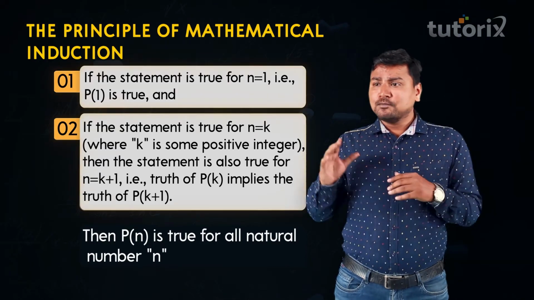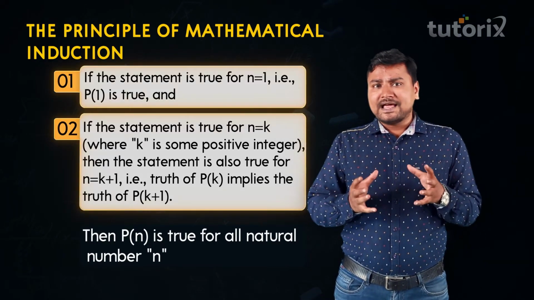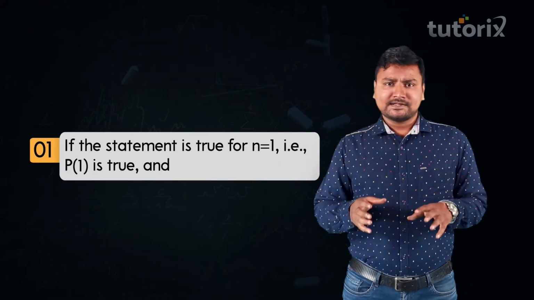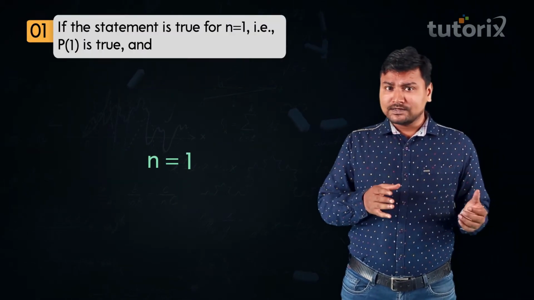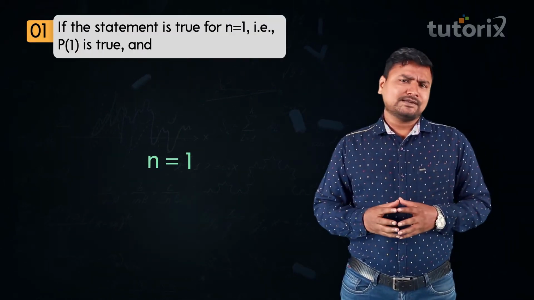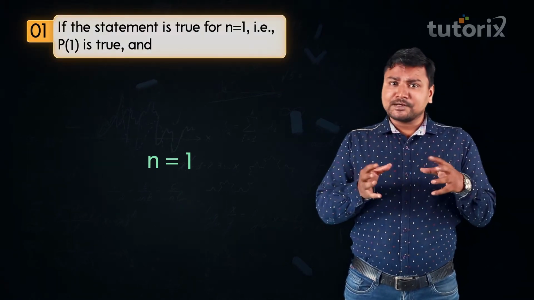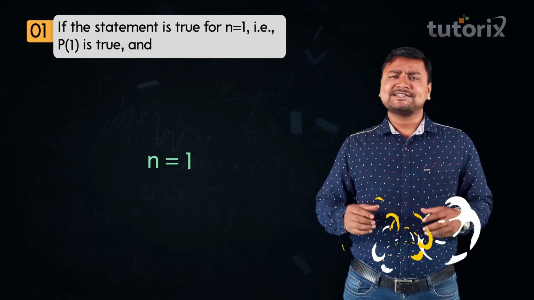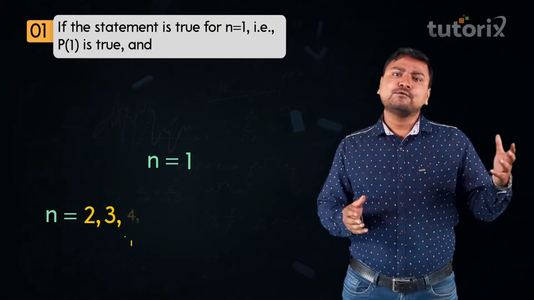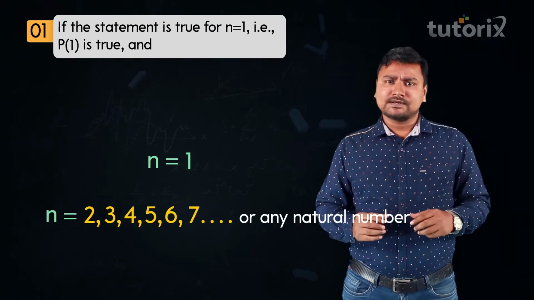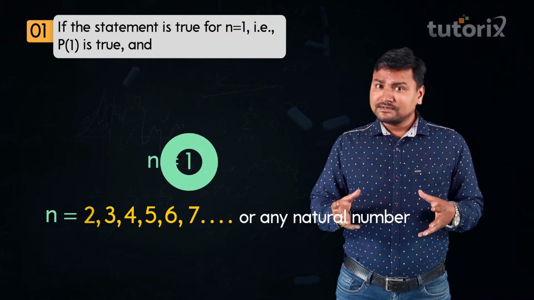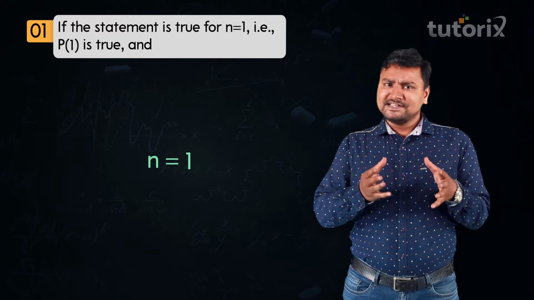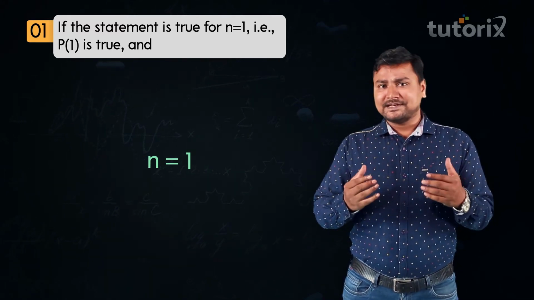Now let's understand both of these properties one by one with the help of some examples. So let's start with the first property. This property says that if the statement is true for n equal to 1, that is, P1 is true. In this property we are checking the particular case, but we left that with a question: why n equal to 1? Well, mathematically speaking, you can check it for n equal to 2, 3, 4, 5, 6, 7 or any natural number. It's not going to make any difference. But why 1? Because to avoid cumbersome calculations. 1 is the least natural number and that makes our calculations very easy.